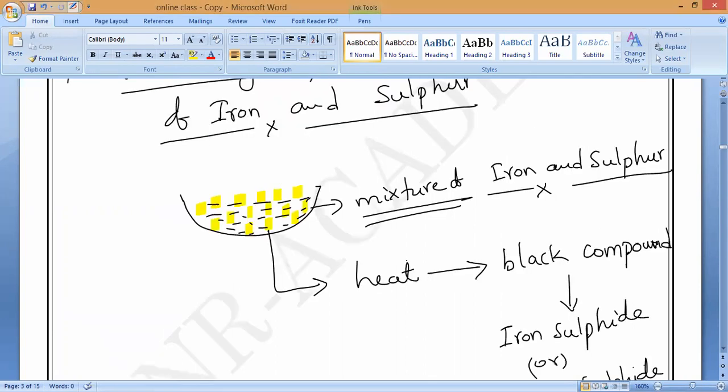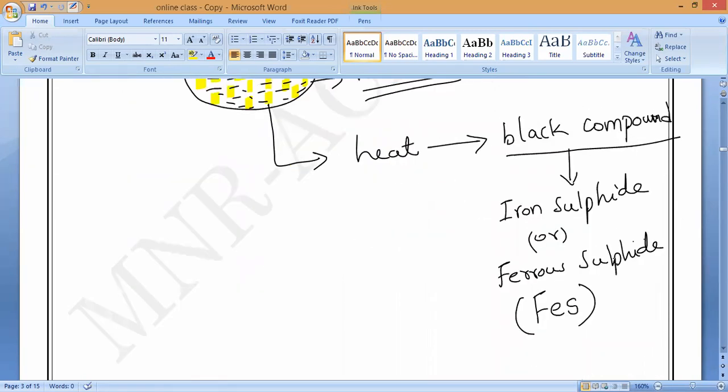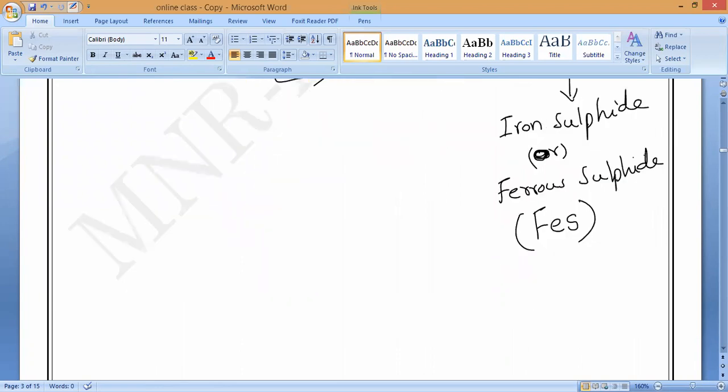So how do we prepare the compound iron sulfide? By heating a mixture of iron and sulfur. By heating a mixture of iron and sulfur, we get a black compound. The color is most important for MCQs. Black compound. What should we call it? Iron sulfide. Or else we call it ferrous sulfide. Any doubt in this? Please ask me.